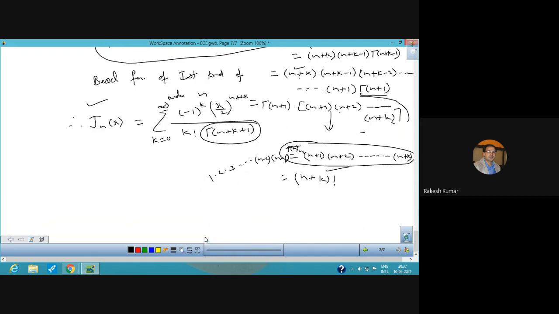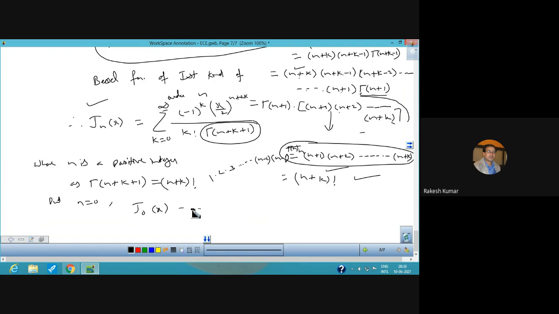And remember here n is a positive integer. n is a positive integer, because if n is a negative integer it will change accordingly, and anyway n cannot be a negative integer because of this relation: gamma n plus k plus 1 is n plus k factorial. This is what we have just calculated. We can put the value of n as 0 in this. When you put n equal to 0, you can find out J0 x.